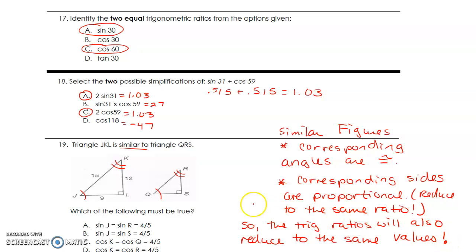Very important ones right here. So sine of J, think about opposite, is going to equal the sine of R. Nope, that's the other angle. The sine of J, sine of S. Nope. Cosine of K, cosine of Q. It would be the sine of Q, not cosine. So cosine of K, which would be adjacent, and then the cosine of R, which would be the same.